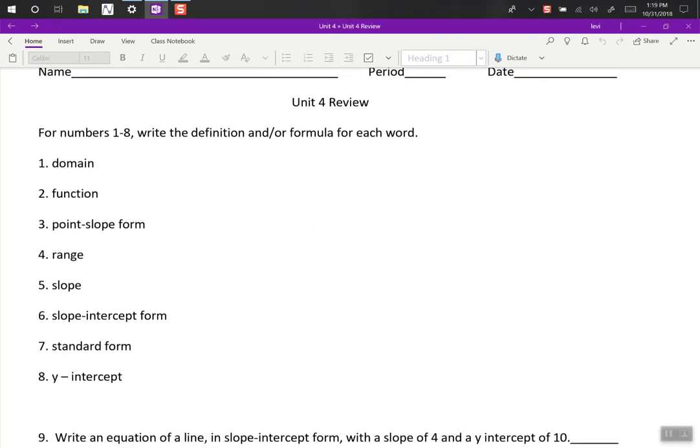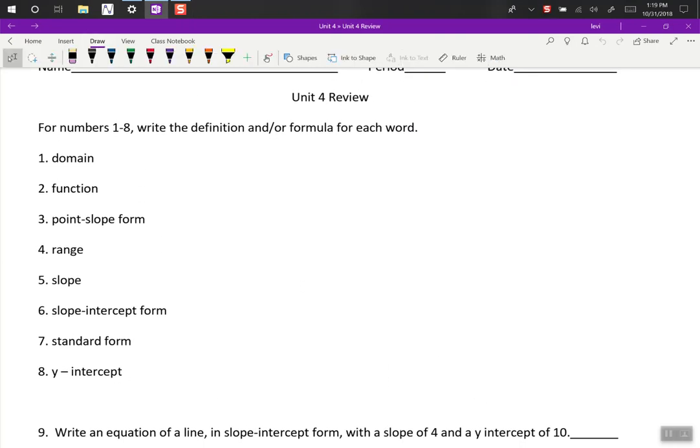Alright, this is Unit 4 review. Domain is the possible x values, and they're the inputs. A function is f of x. For every input there's an output. Each input has exactly one output.